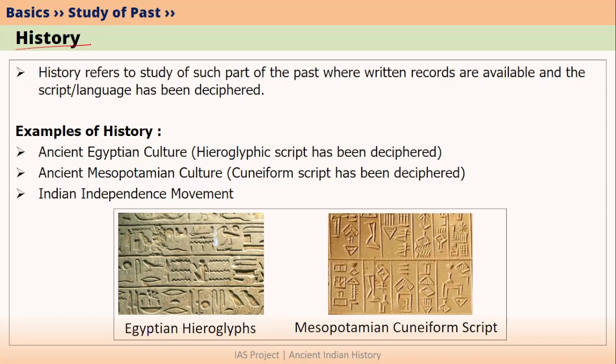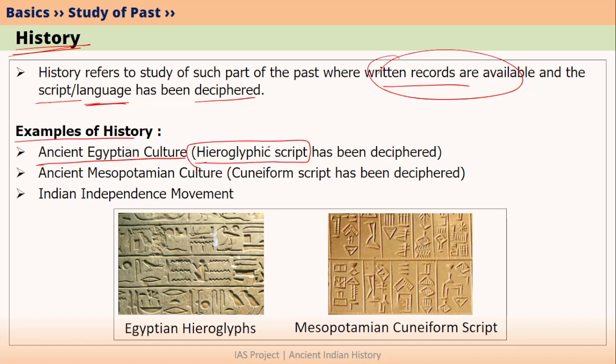Now, the third category of study of the past is history. History generally refers to such part of the past where written records are available. And in order to read those written records, the script as well as the language has to be deciphered. So if written records are available and the script and language have been deciphered, then the study of such a past is called history. For example, ancient Egyptian culture is called a part of history, not prehistory or proto-history. Why? Because the ancient Egyptian hieroglyphic script has already been deciphered.